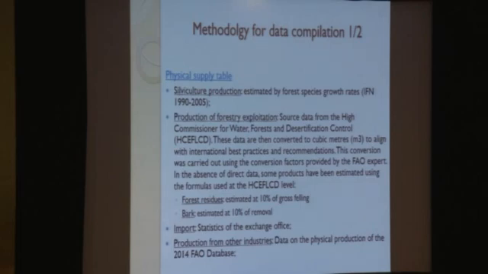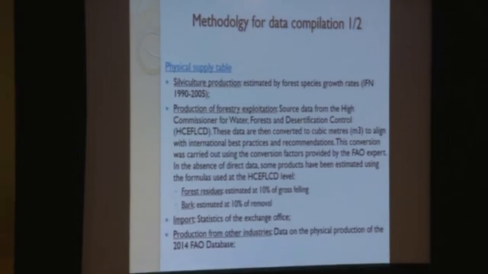In terms of methodology, the physical supply table is based on silviculture production. We also use production of forest exploitation, and most of the data come from the High Commission of Forest. Also the forest residue and bark are estimated at 10% of gross felling and removal. Those information were provided by the Department of Forest, and also the importation data from statistical exchange, and also production of other industry due to some lack of data.